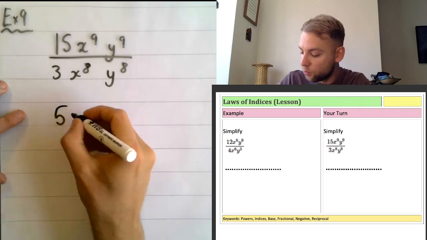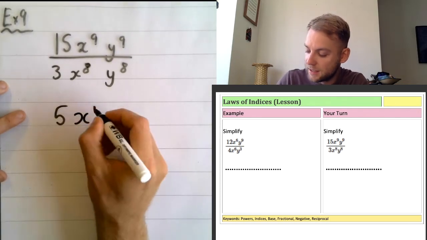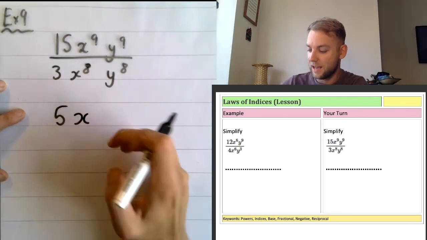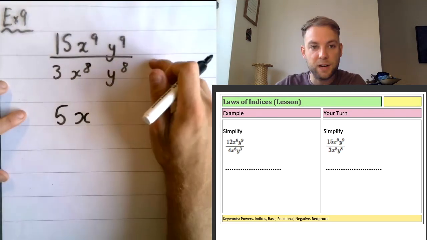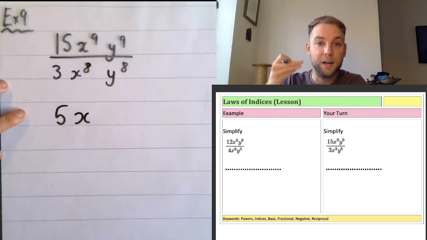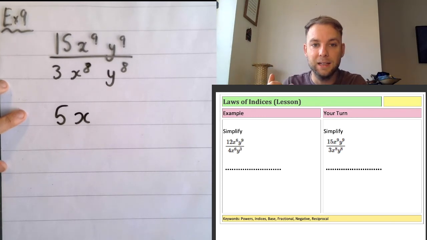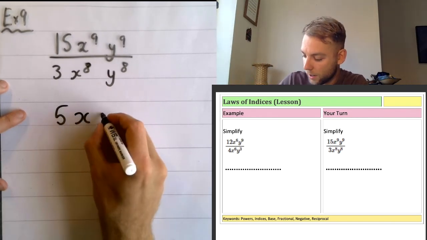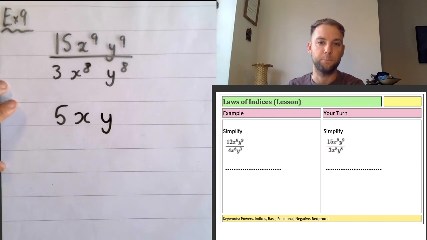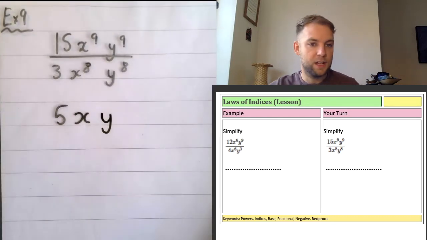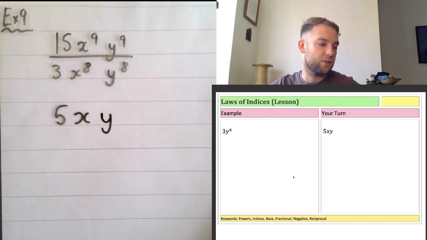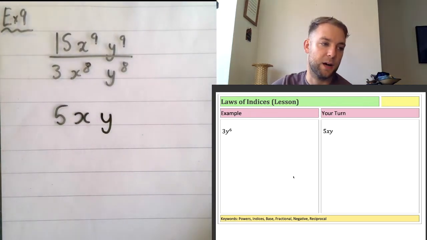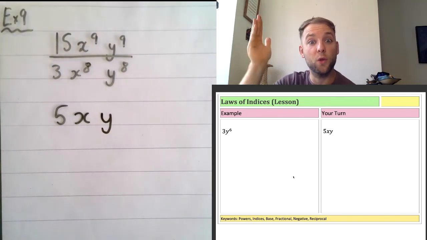But I don't write it. I could write it as x to the power of 1, but you tend not to, because I just write it as x. If you wrote x to the power of 1, you probably would get the marks, but it's better to just leave it as x. And it's exactly the same with this one, isn't it? y to the power of 9 divided by y to the power of 8, 9 take away 8 is y to the 1. I don't write y to the 1, I'm just going to write y like that. Brilliant. Super. So let's check those answers. 3y to the power of 6 and 5xy. Notice they haven't written the 1s on there.